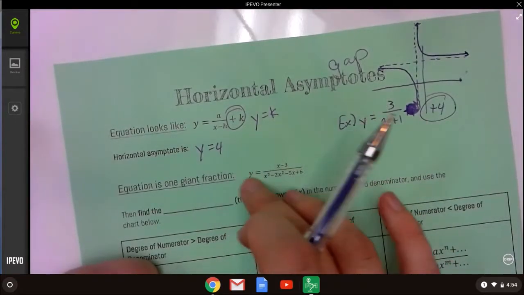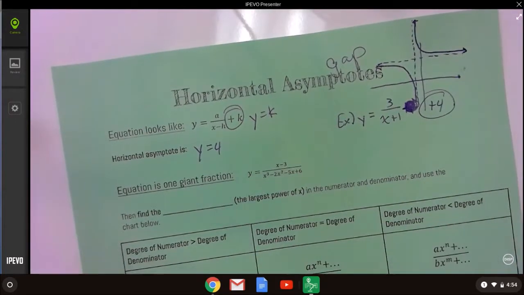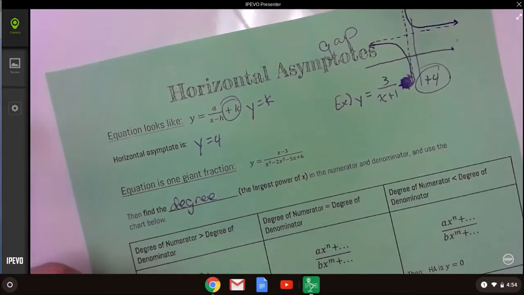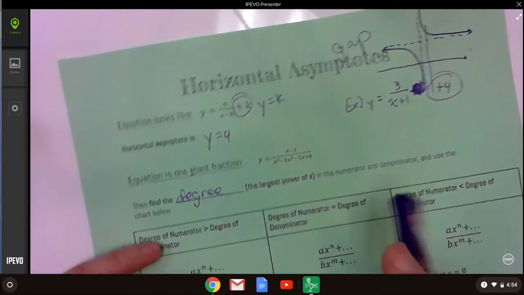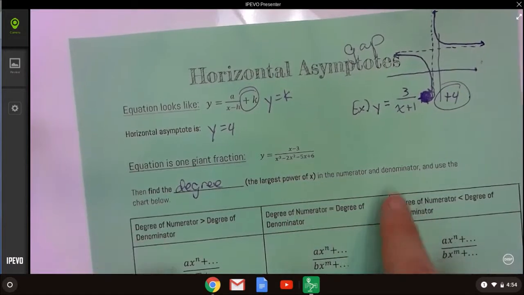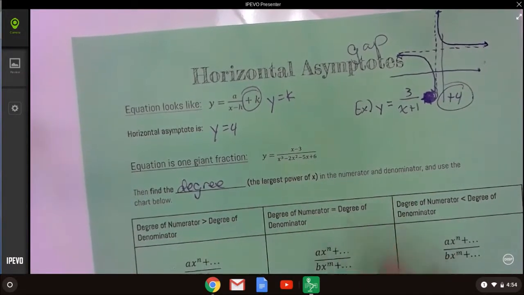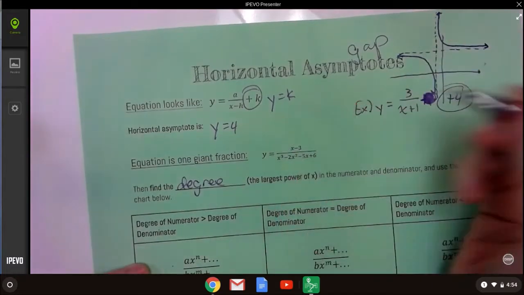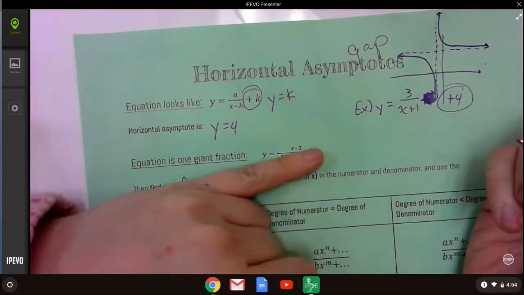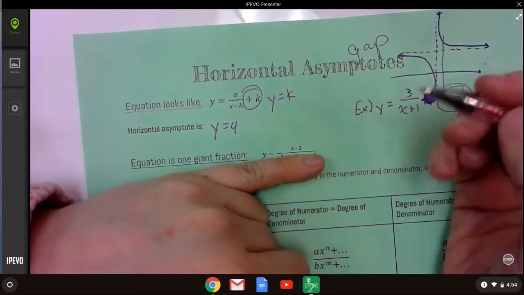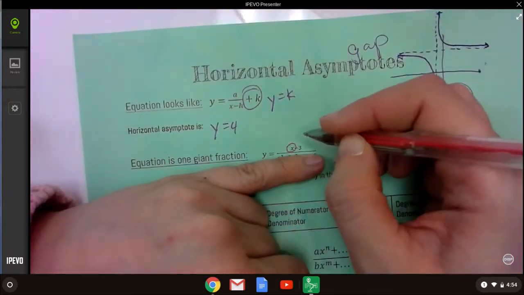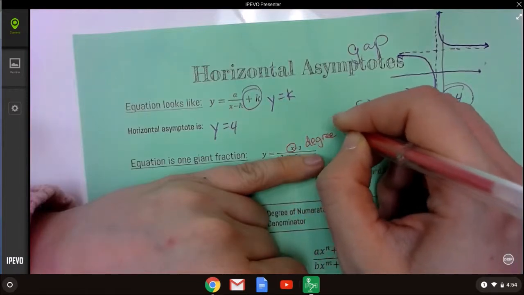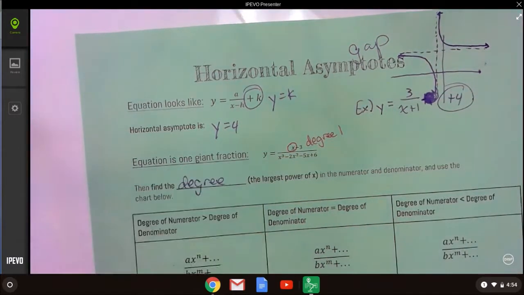What if it's written as one giant fraction? And then you've got to find the degree, which is the largest power of x. We've talked about that before, in the numerator and denominator, and use this chart to figure out what it's going to be. Start out by looking at the degree of the numerator. So find the biggest power of x. Look just at the top. Well, there's only x, just x. We'll call that degree 1. That's basically x to the power of 1.